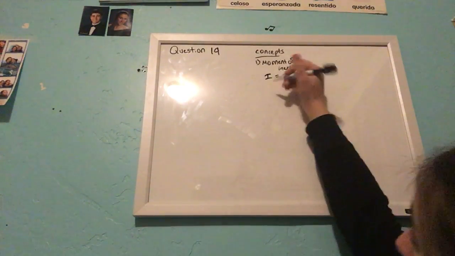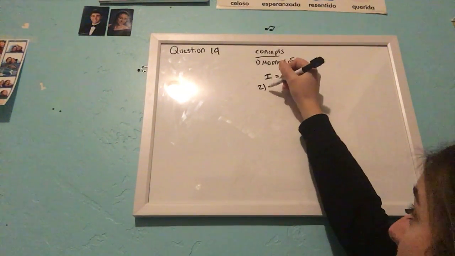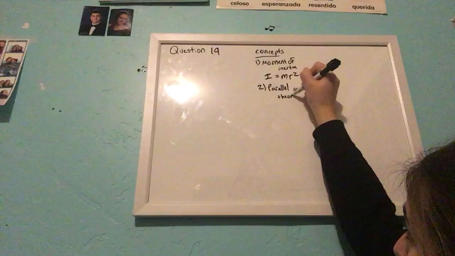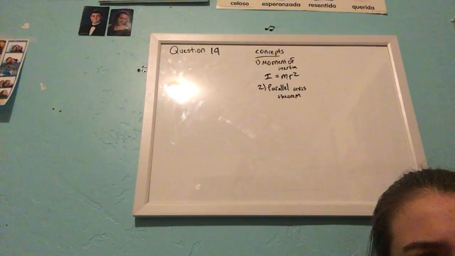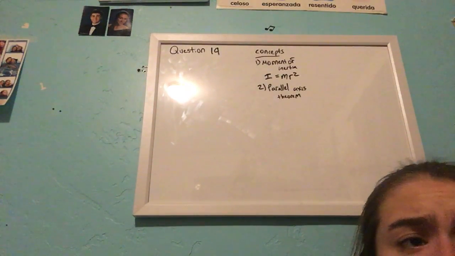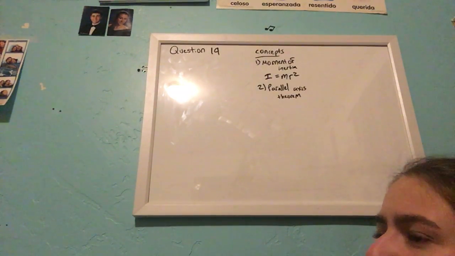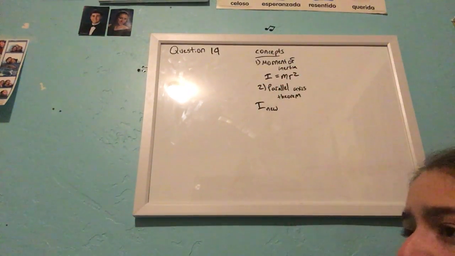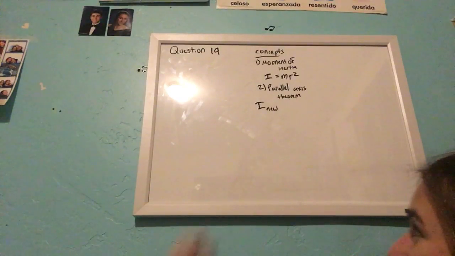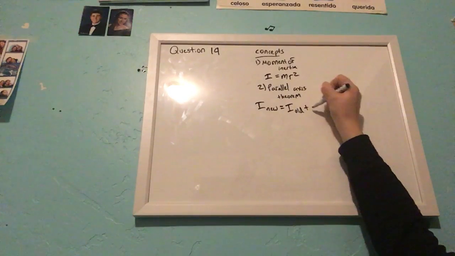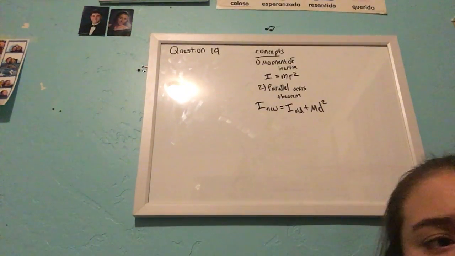The next concept I am going to go over is the parallel axis theorem. Basically, the parallel axis theorem gives the moment of inertia about any axis parallel to the axis through the center of mass. I'm going to write the equation. The new moment of inertia is equal to the old moment of inertia, the initial moment of inertia, plus m, the mass, times the distance squared.